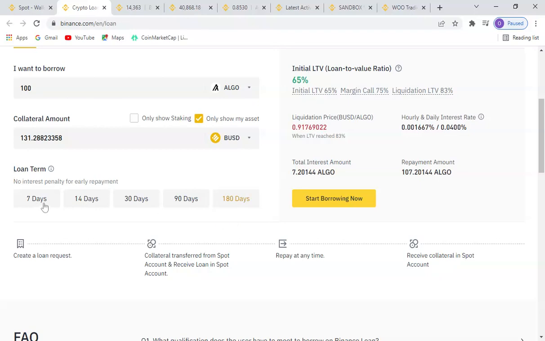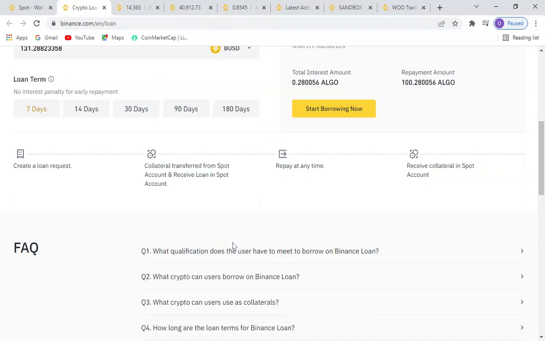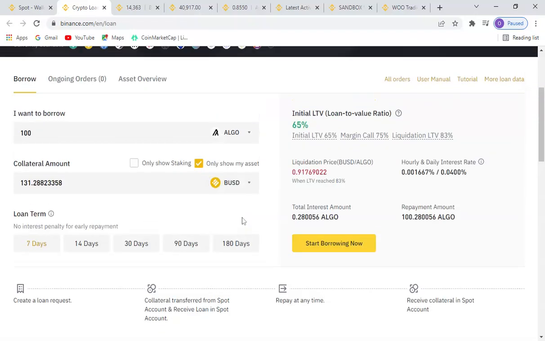A user can also borrow as many crypto loans as possible. We're going to click on 7 days, since this is just an illustration video for you to see. You need to take note that the longer the timeline, or tenor, in which you borrow a crypto loan, the higher the interest rate. The total interest for 180 days is capped at about 7.2 Argos. We're going to click on 7 days.